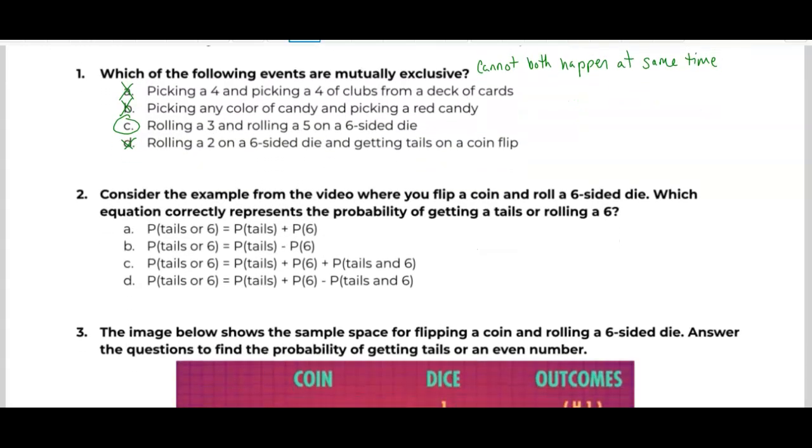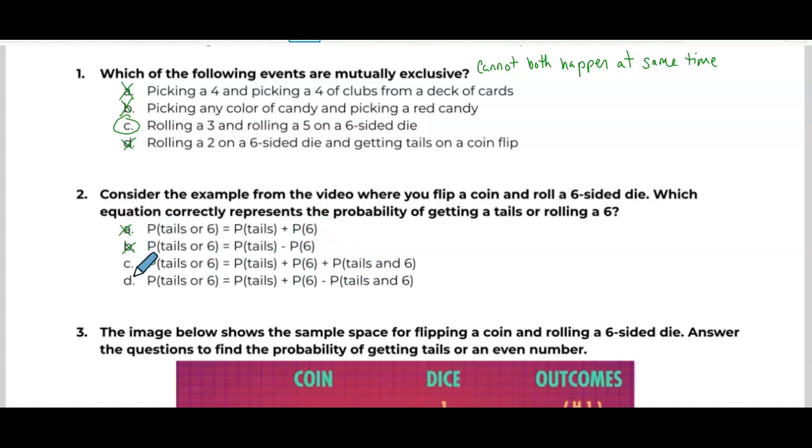All right, consider the example from the video where you flip a coin and roll a six-sided die, which equation correctly represents the probability. So tails or six, again, since this is not a mutually exclusive situation, this does require us to subtract out the part where they both occur. And we're never going to subtract probabilities, so B is out. A would work if these were mutually exclusive and they couldn't both happen. So that's not it.